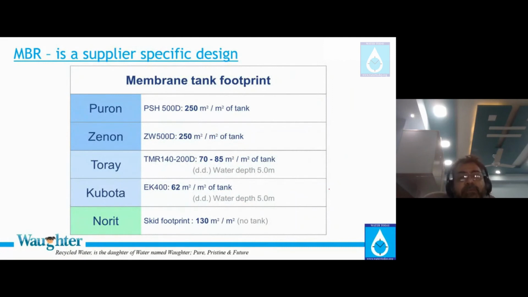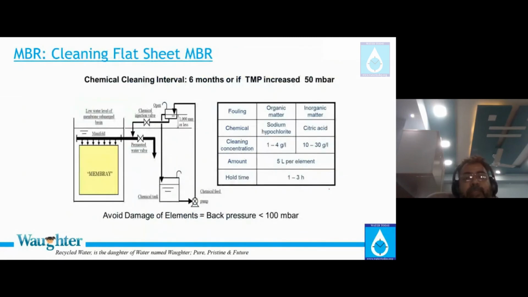So these are some supplier specific designs. I'm just trying to put it to you. Puron typically 250 meters square per meter square of tank. CV 250 meters square per meter square of tank. Torre 70 to 80 meters square per meter square of the tank, and so on and so forth. These are very specific designs which you have to consult the MBR suppliers to take.